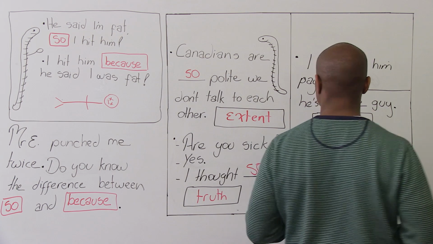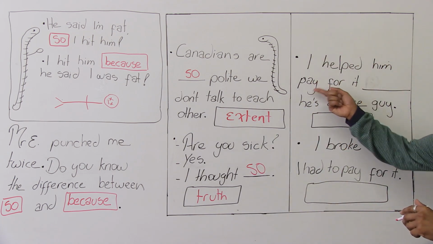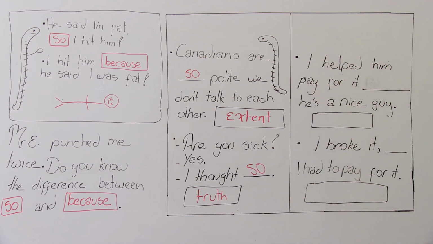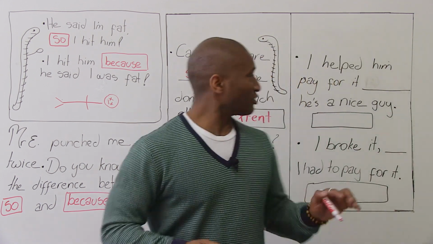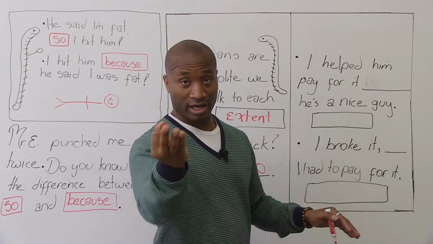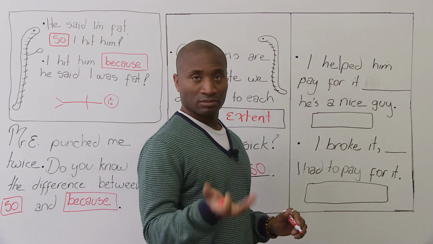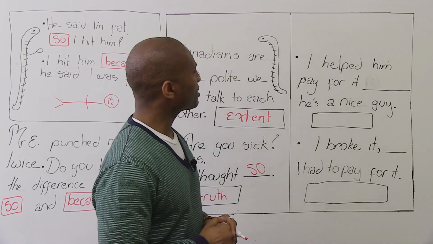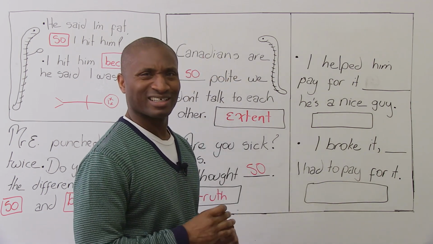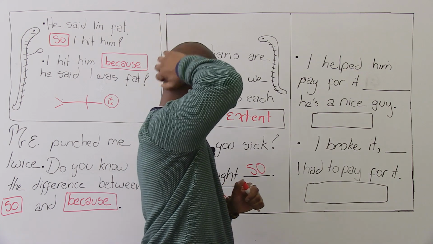Now let's go to the other part of the board here. Okay? I helped him pay for it. Something, he was a nice guy. It seems like I've got two statements here, right? He's a nice guy as a statement, and I helped him pay for it. Okay, so is it I helped him pay for it, so he's a nice guy? That doesn't seem to make sense. So he's a nice guy.